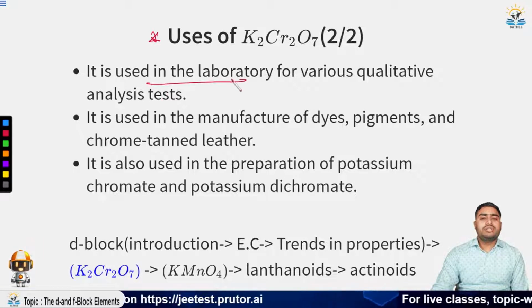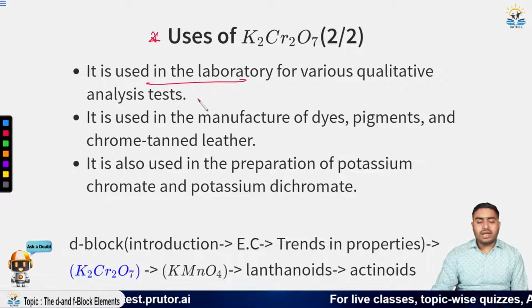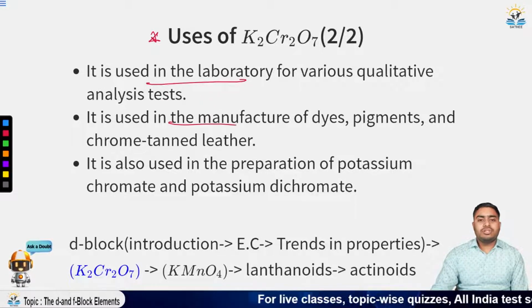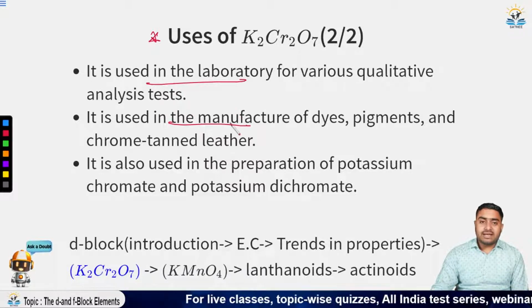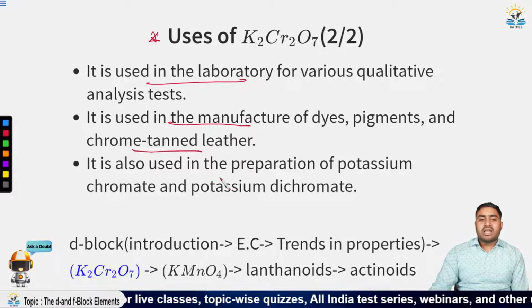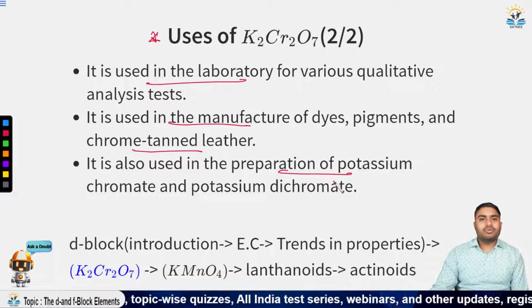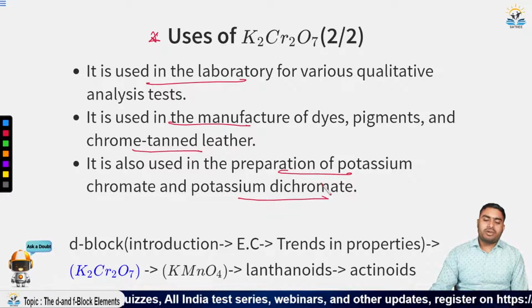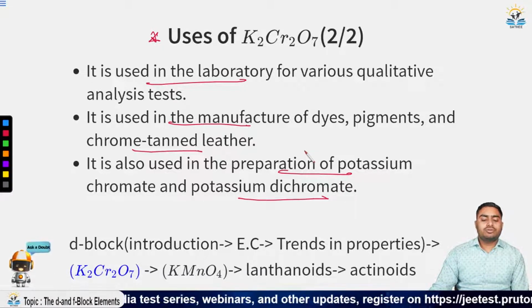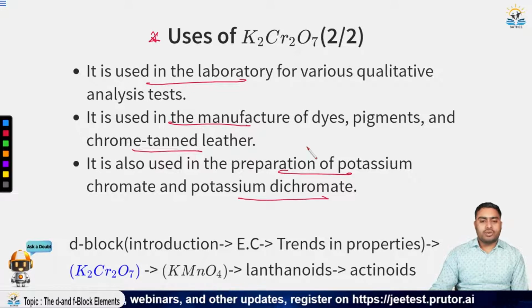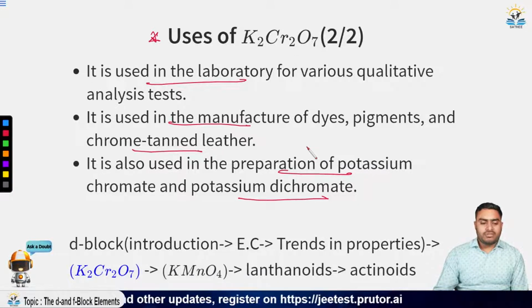Other uses: it is used in the laboratory for various qualitative analysis tests, and in the manufacture of dyes, pigments and chrome tanned leather. It is also used in the preparation of potassium chromate, and sodium dichromate we can prepare with this.